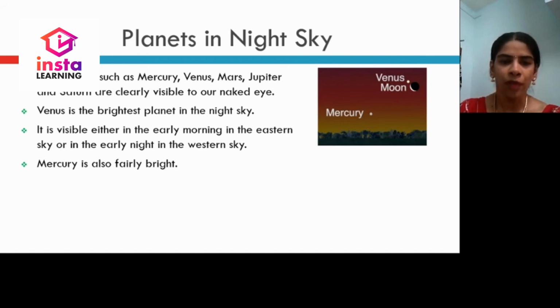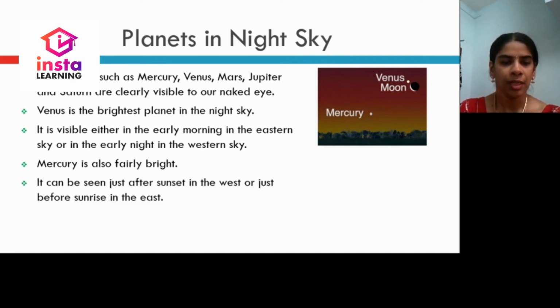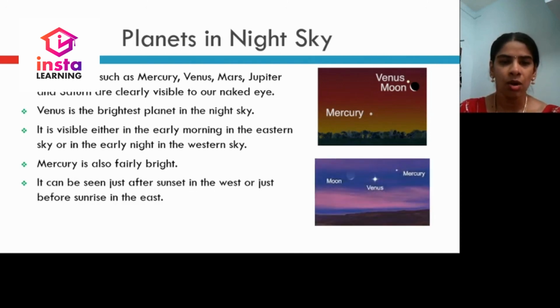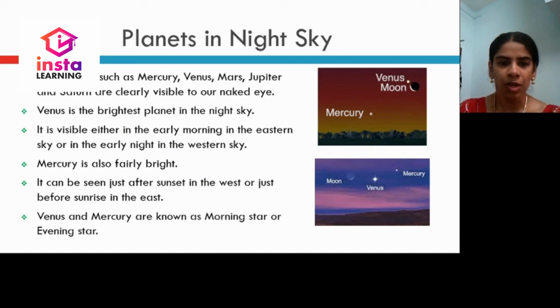Mercury is also fairly bright. It can be seen just after sunset in the west or just before sunrise in the east. Venus and Mercury are known as morning star or evening star.